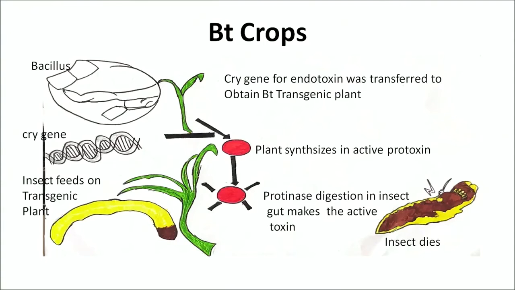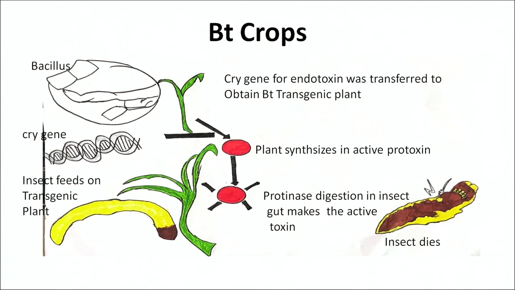Now, how in Bt crops has the gene for the pest resistance been introduced? The gene which is responsible for providing the pest resistance is a cry gene, which produces an endotoxin. This cry gene which produces endotoxin was transferred to obtain a Bt transgenic plant. As you can see, a bacillus here and the cry gene. The cry gene is isolated from the bacillus and has been incorporated into the plant. Now this plant is resistant to the pest.